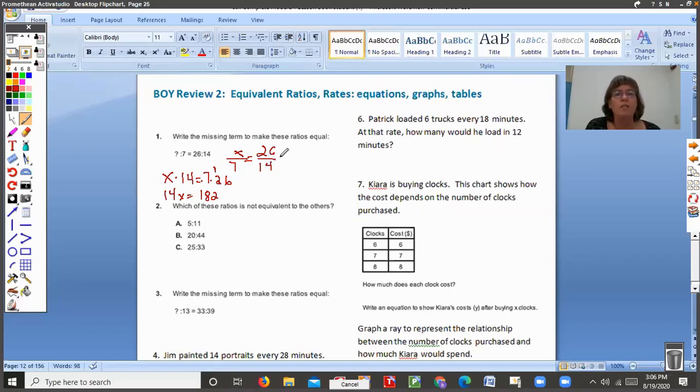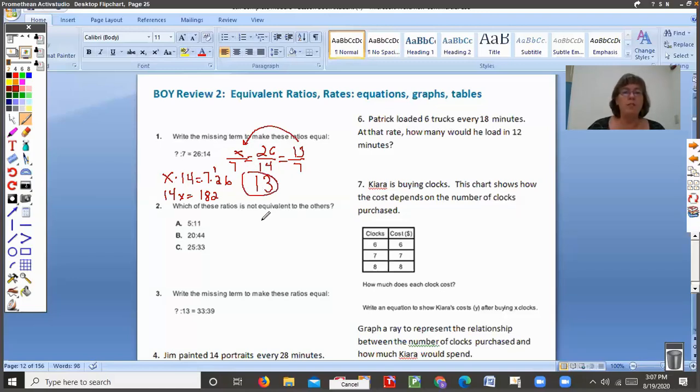I always like to reduce this because it makes it easier. And I notice they're even, so we can divide them both by 2. 26 divided by 2 is 13. And 14 divided by 2 is 7. So what I end up with is x over 7 is equal to 13 over 7. Well, I should be able to see right away that my answer is going to be 13. It's one reason why I want you to reduce. Sometimes you actually end up with the answer when you do the reduction. So the answer is 13, and that's what you would put into the Get More Math.